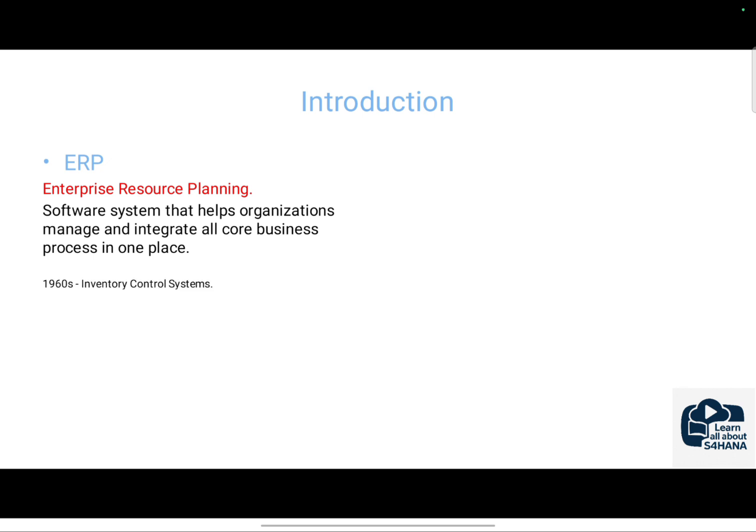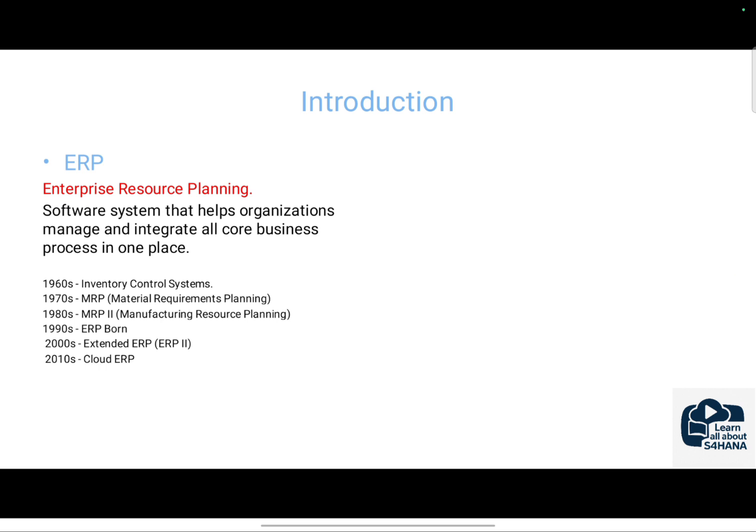Let's see the evolution of ERP. In the 1960s, inventory control systems were introduced, and later material requirement planning. In the 1970s and 80s, manufacturing resource planning was introduced, and in the 1990s ERP was born. In the 2000s came extended ERP, then in 2010 cloud ERP, and in the 2020s intelligent ERP was introduced.